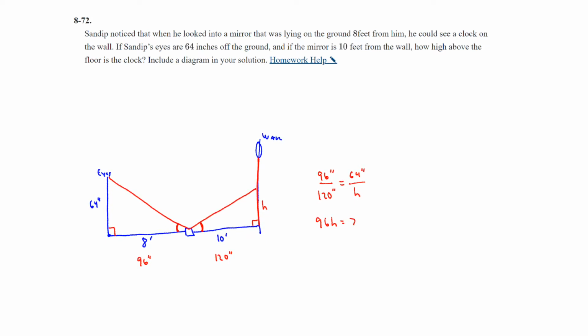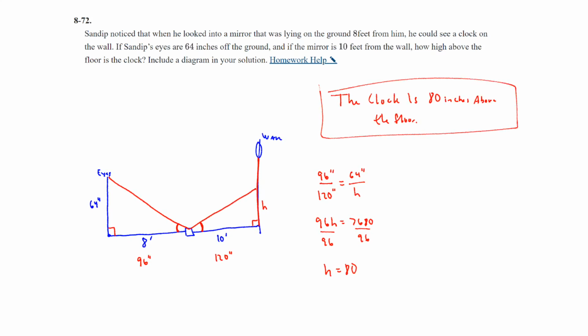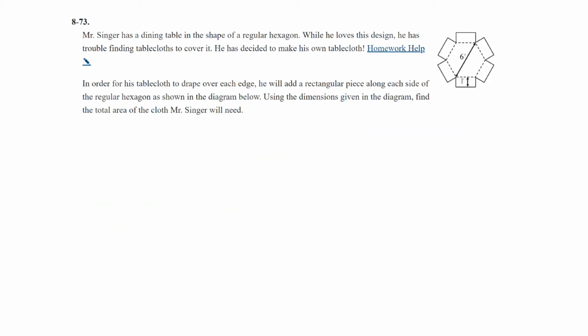So that is 7,680, and we're going to divide that by 96 and see what we get. We get a value of 80. So let's see. How high above the floor is the clock? The clock is 80 inches above the floor. And so looking at similar figures, we were able to calculate what that height was.